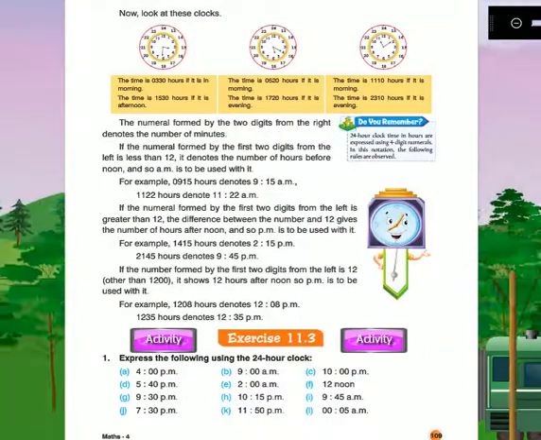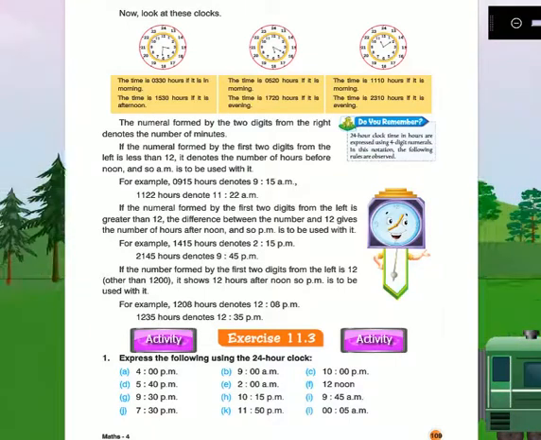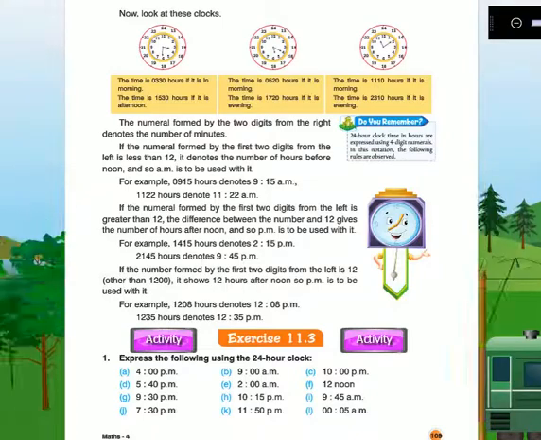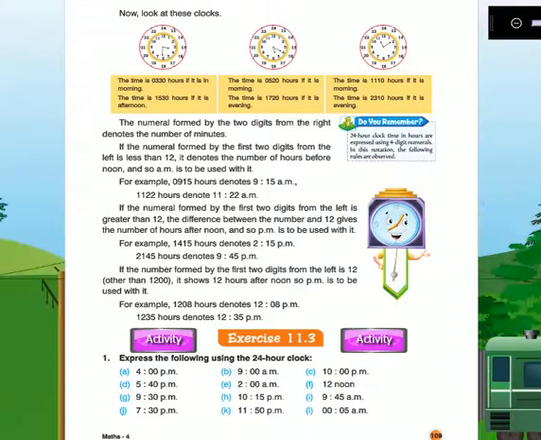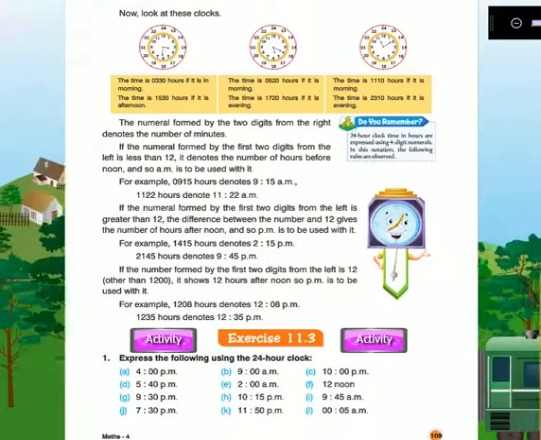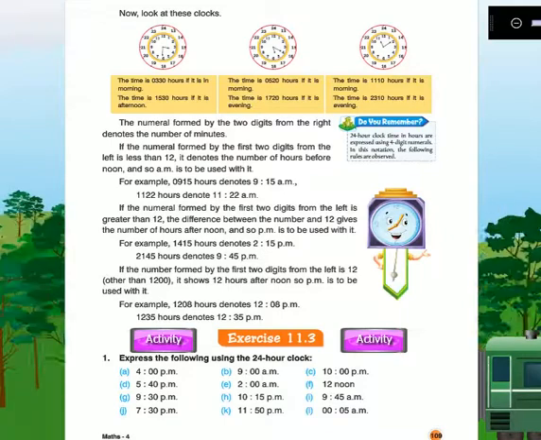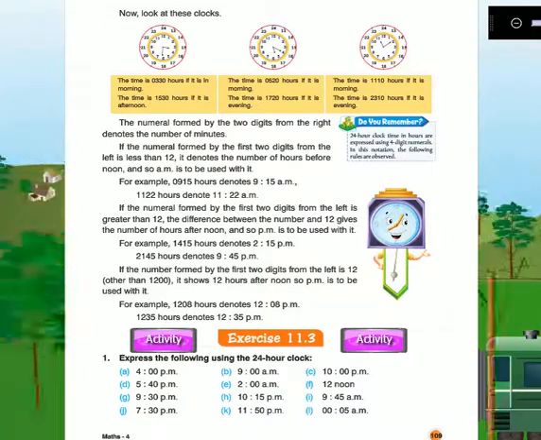Now, look at these clocks. The time is 3:30 hours if it is in the morning. The time is 15:30 hours if it is in the afternoon. Here, the time is 5:20 hours if it is morning. The time is 17:20 hours if it is evening. The time is 23:10 hours if it is evening.